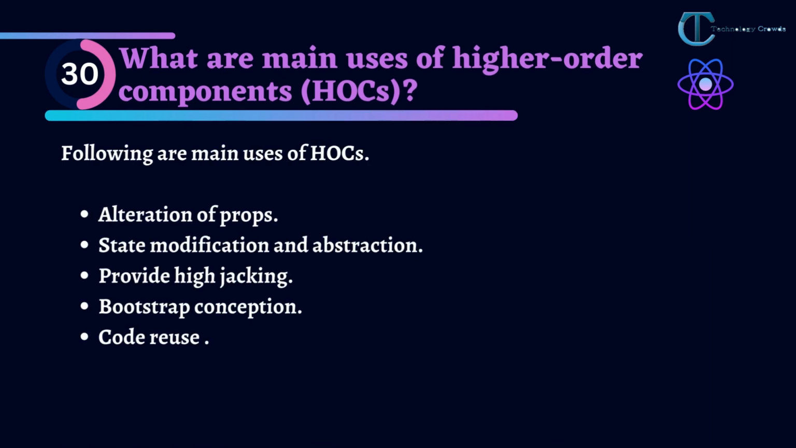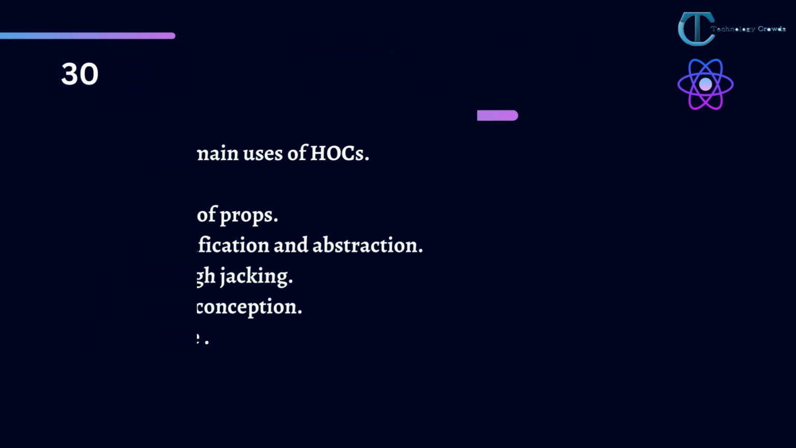30. What are main uses of higher-order components, HOCs? Following are main uses of HOCs. Alteration of props. State modification and abstraction. Render hijacking. Bootstrap abstraction. Code reuse.